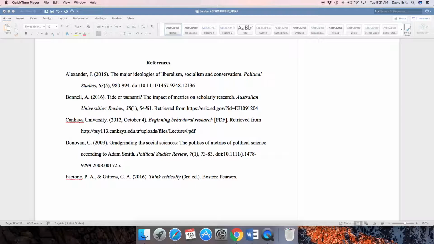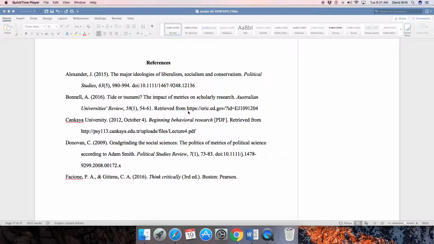This next one is the same thing, except it is a journal article, single author, 2016. There is the title. There's the title of the journal. There are the volume and issue numbers, the page numbers, but this one does not have a DOI. And so if you do not have a DOI, the retrieved from information is needed.